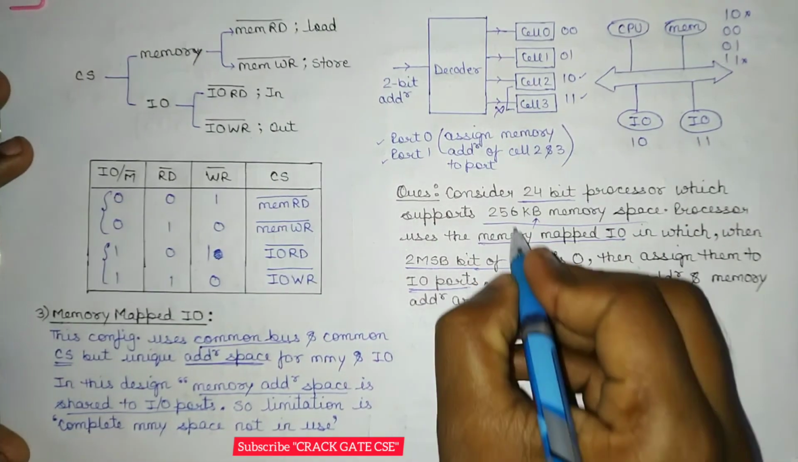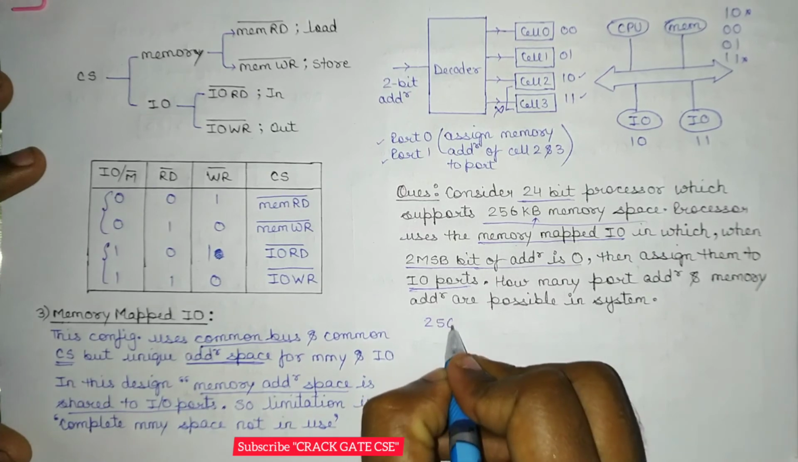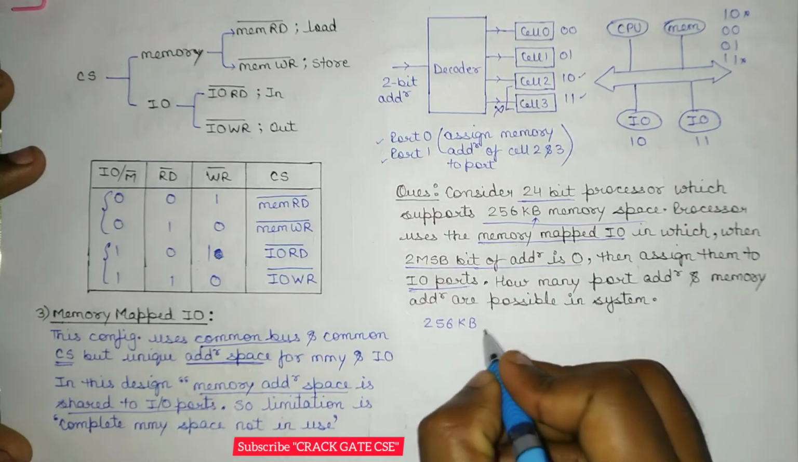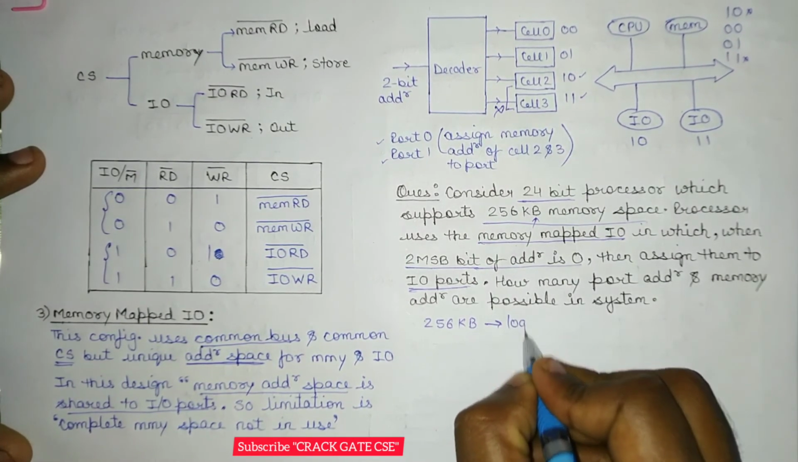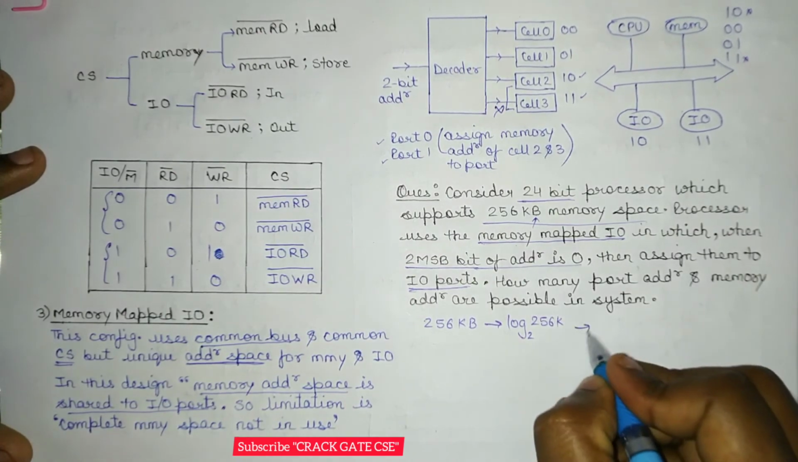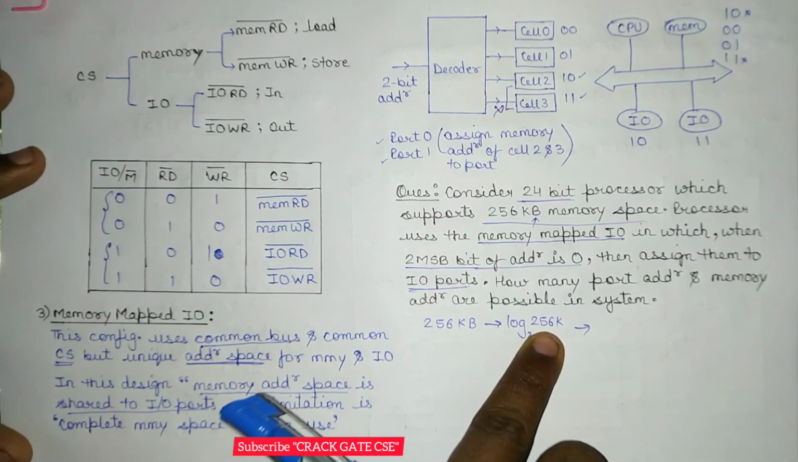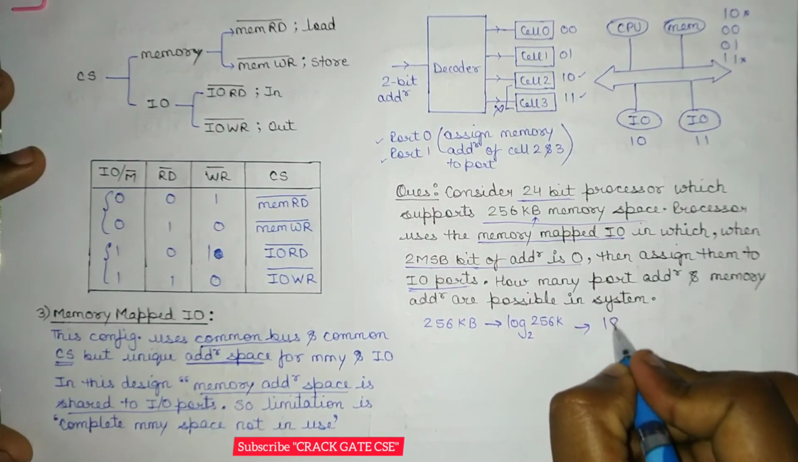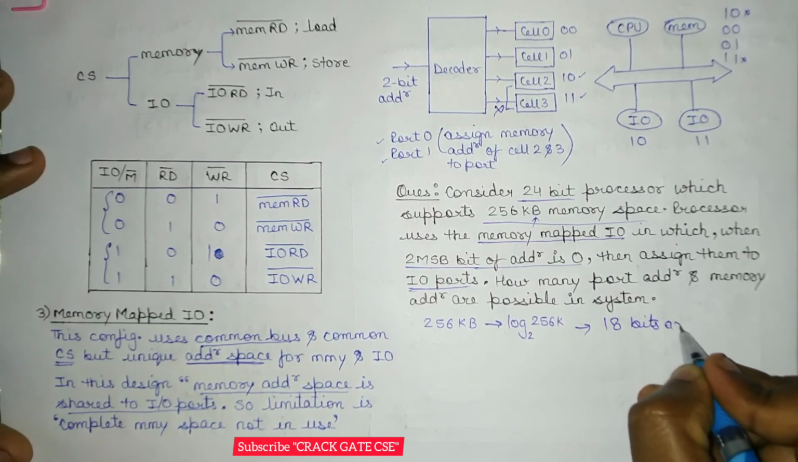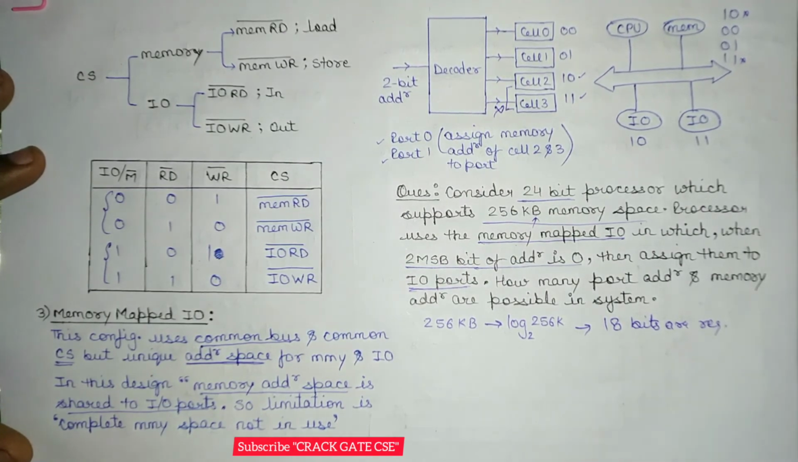So we are having 256 KB memory. So how many cells are there? 256 K cells are there. If we are having 256 K cells, then we can easily find out how many address bits are required. Just find the log base 2 of 256 K. This K is 2 to the power 10, and this 256 is 2 to the power 8. So we can clearly say that 18 address bits are required.